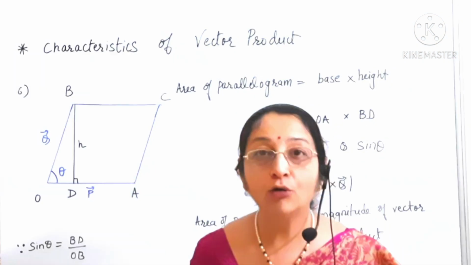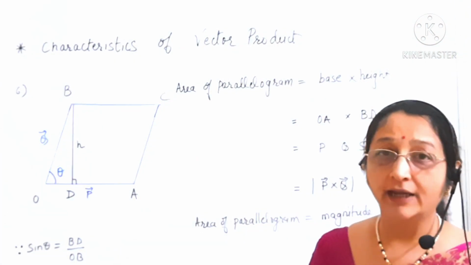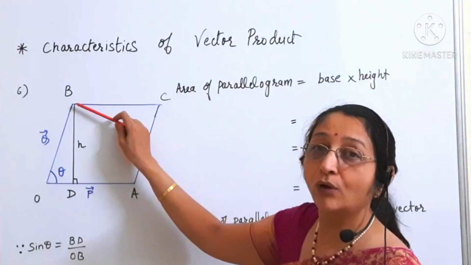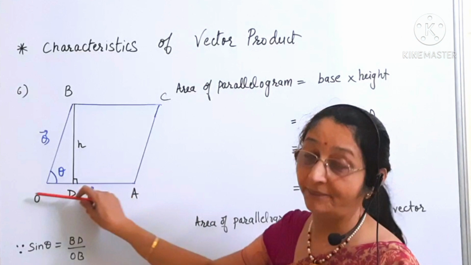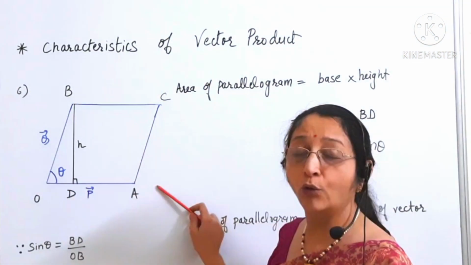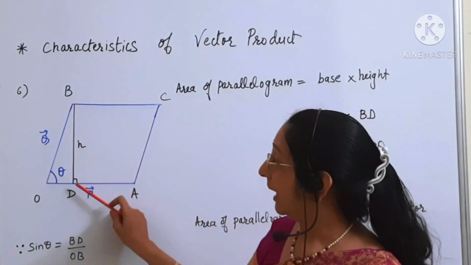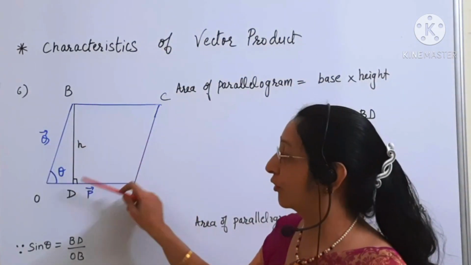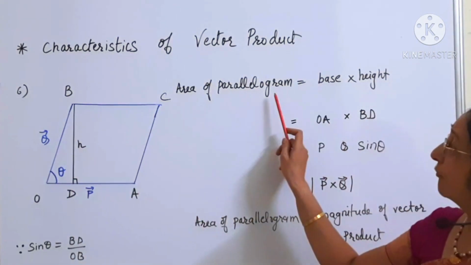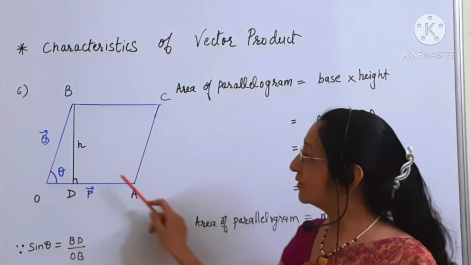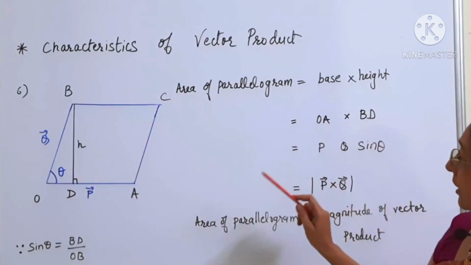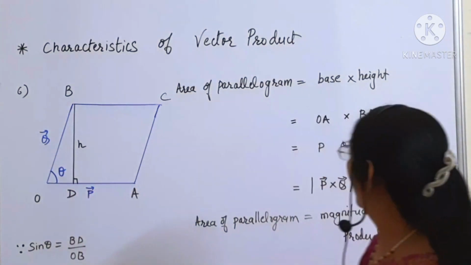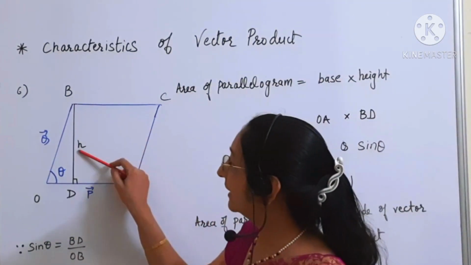Now the area of the parallelogram, as we know, is always base into height. The base is OA, and how do we find the height? From the opposite point B we drop a perpendicular on OA, which meets OA at D. So this BD is the height of the parallelogram. So area of parallelogram is base into height. The base is OA and the height is BD. OA is the magnitude of the vector P, so we can write P. But BD is the height h.